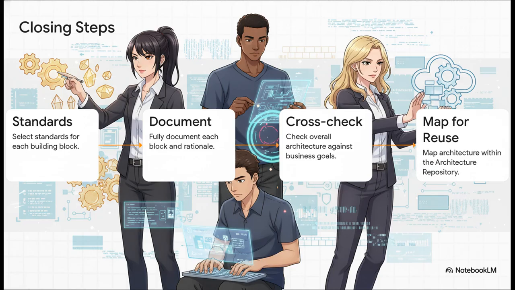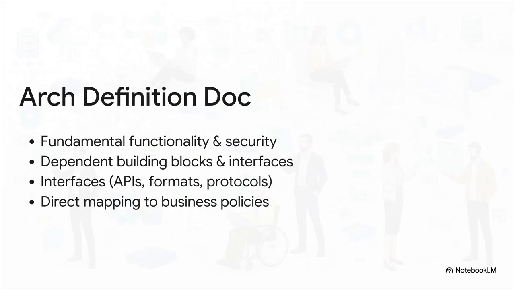We select the final standards for our building blocks. We fully document each block, and this is absolutely crucial. We document the rationale behind why we chose it. We run a final cross-check to guarantee that the technology architecture actively supports those original business goals we started with. And then, we map this new architecture back into the architecture repository so future projects can just reuse all of our hard work. All of this incredible work gets formally published in the architecture definition document.